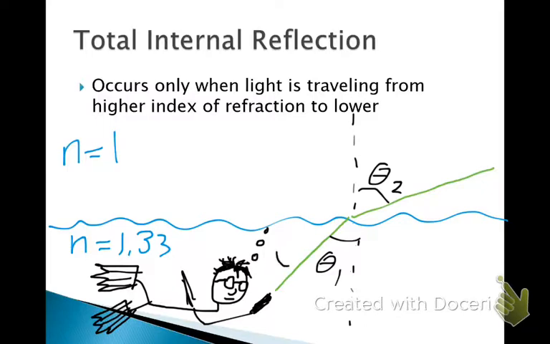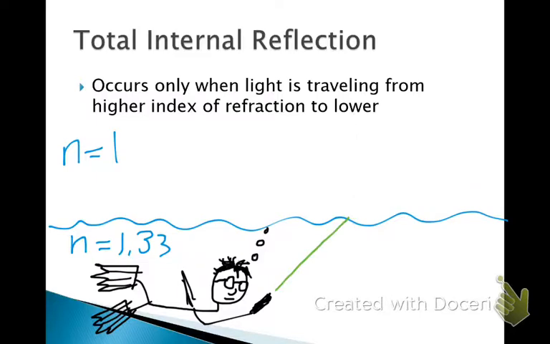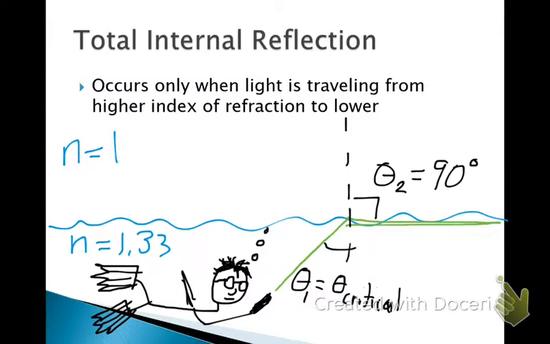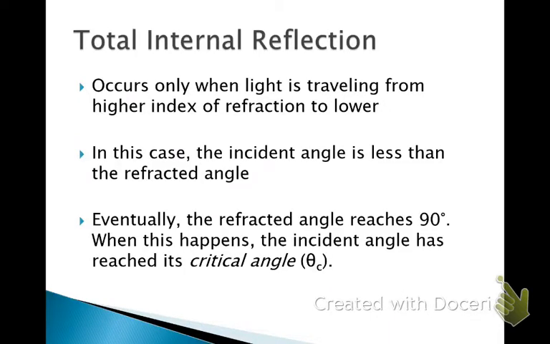If I change my angle, if I increase theta 1, I'll increase theta 2 as well, the outgoing angle. And eventually I'll get to a point where the laser beam doesn't even leave the water at all. It ends up with what would be a refracted angle of 90 degrees. At this point, my incident angle is known as the critical angle, right where theta 2 equals 90 degrees and the light does not leave the first material. At that point, you get no refraction out, you get only reflection.